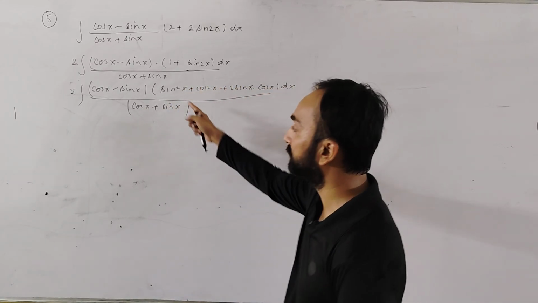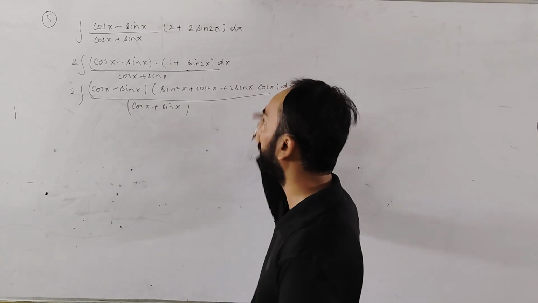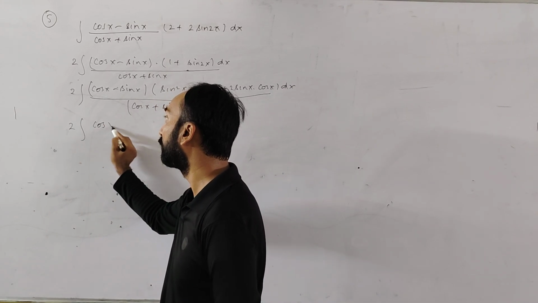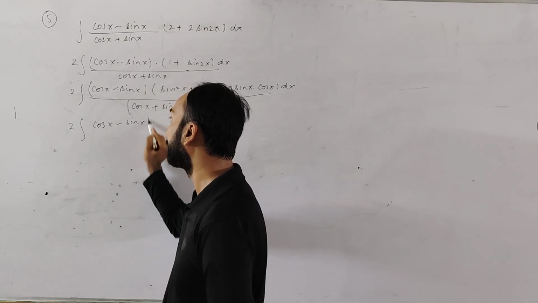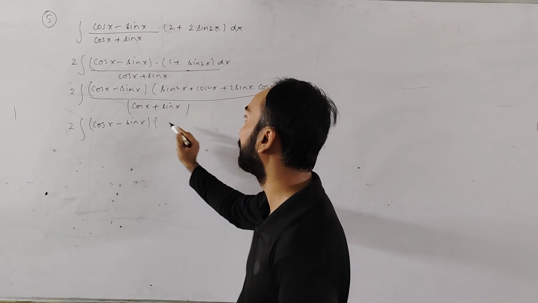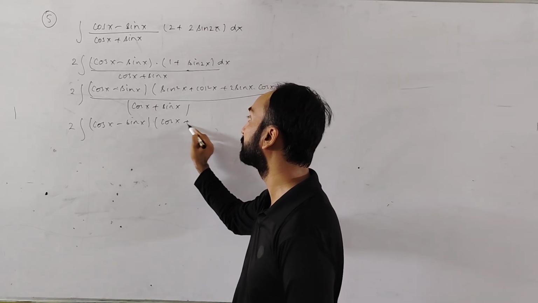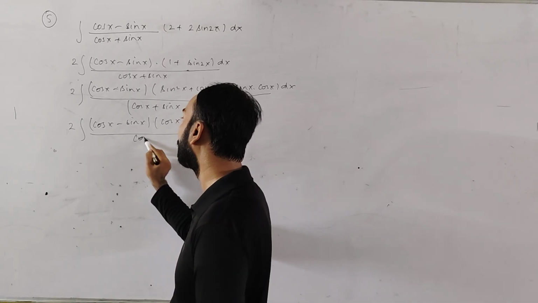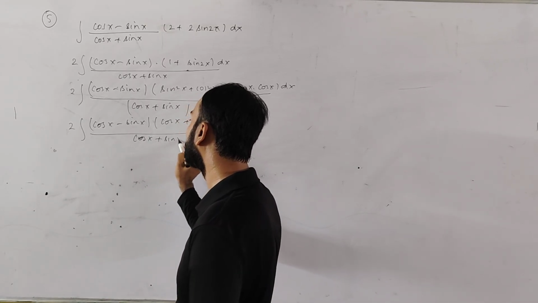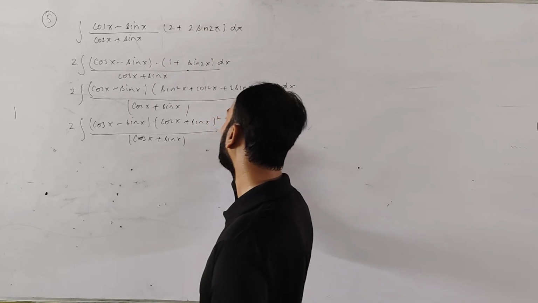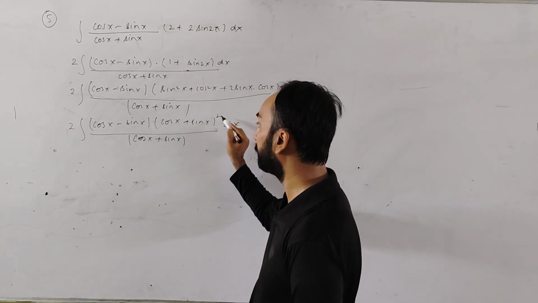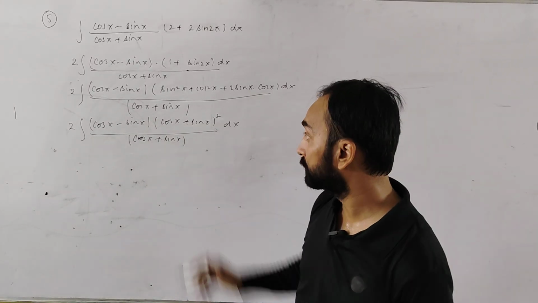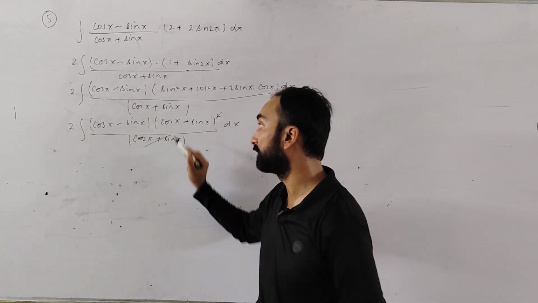Now see the benefit, it becomes in the form of a square plus b square plus 2ab, that is nothing but a plus b whole square. So I will write it here cos x minus sin x, and this complete I can write as cos x plus sin x whole square, and divided by what? Divided by cos x plus sin x, right. Now you see in the denominator we have cos x plus sin x, and in the numerator we have cos x plus sin x square. This square will cancel this part.